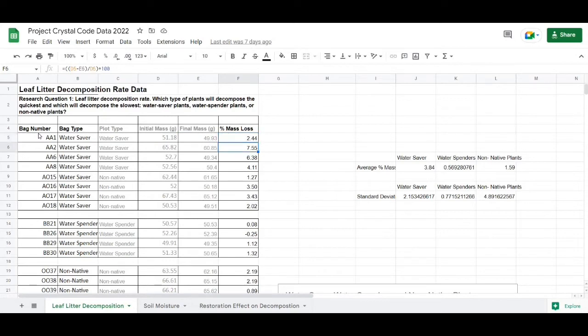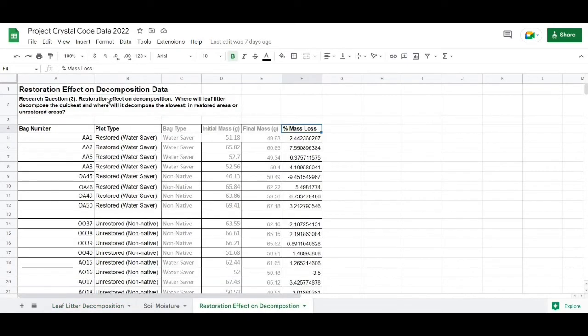So we can say that more decomposition has happened in bag AA2 than in AA1, because bag AA2 has seen 7.55% of its matter decompose, whereas bag AA1 has only seen 2.44% of its mass decompose. We'll also be looking at a few different questions.